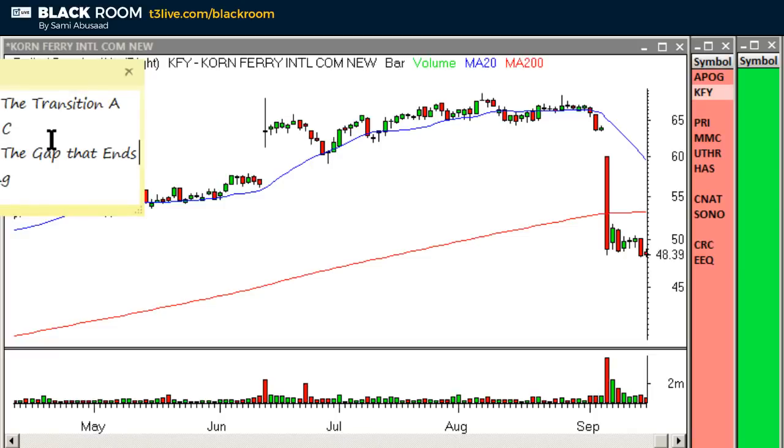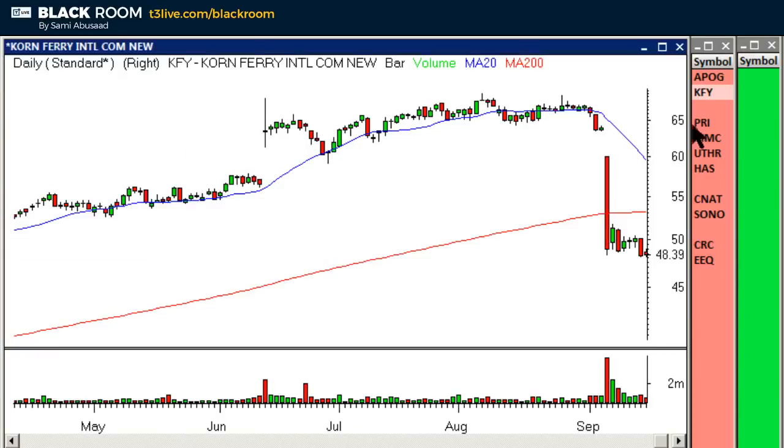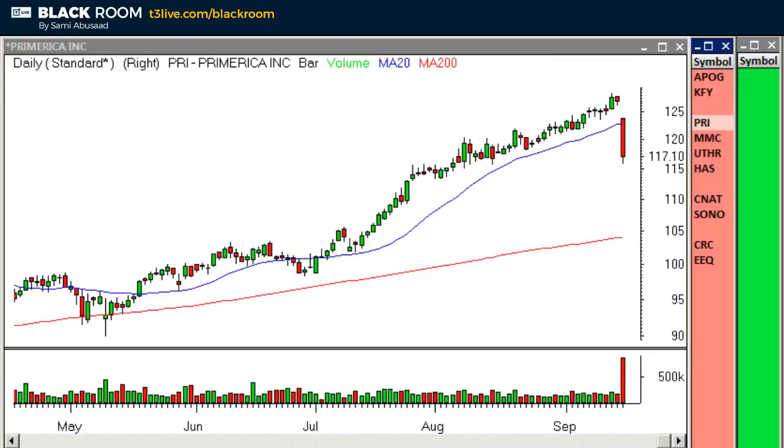The second type of gap, let's go ahead and write it down, is the gap that ends the long-term trend. Up or down, doesn't really matter. So the gap that ends the long-term trend. An example of that would be the PRI, where the stock, as you can see, was in a long-term uptrend, and today it gapped down below the trend line, to end the long-term uptrend.